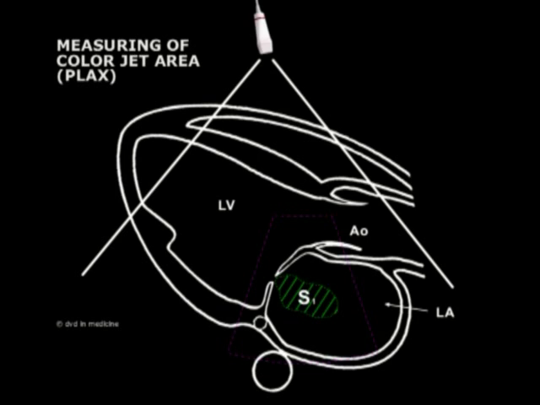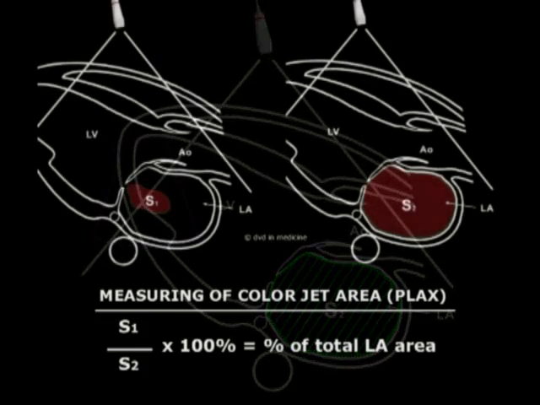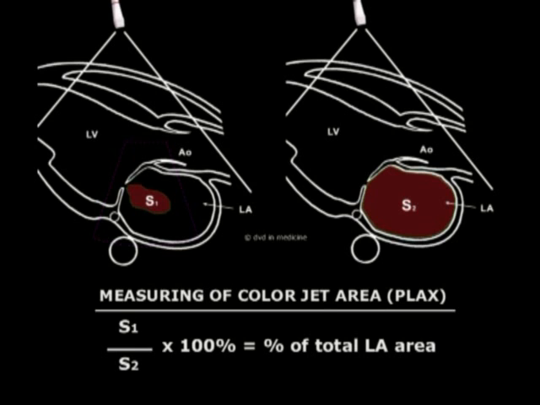First, one measures the color jet area in parasternal long-axis view. Then one measures the area of LA in the same view. And then one calculates the percent of total LA area.